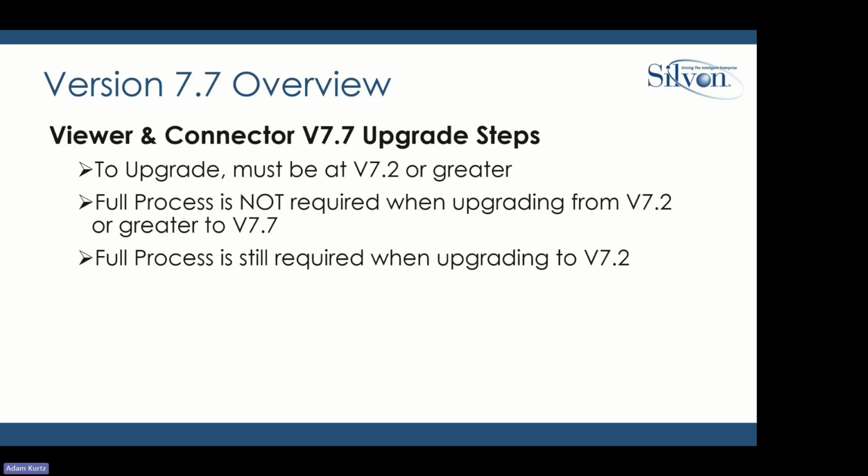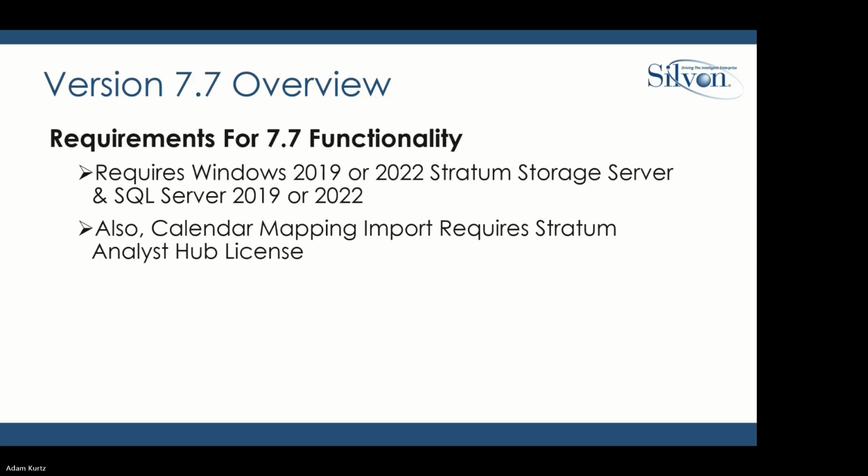You do have to be at version 7.2 or greater. Other than that, a full process is not required when you upgrade from 7.2 to 7.7. This is very similar to 7.6. A full process is still required when you upgrade going from 7.2. Here are some of the requirements in terms of the SQL Server and Windows requirements. The calendar mapping import requires a Stratum Analyst Hub license, so something to consider as well.